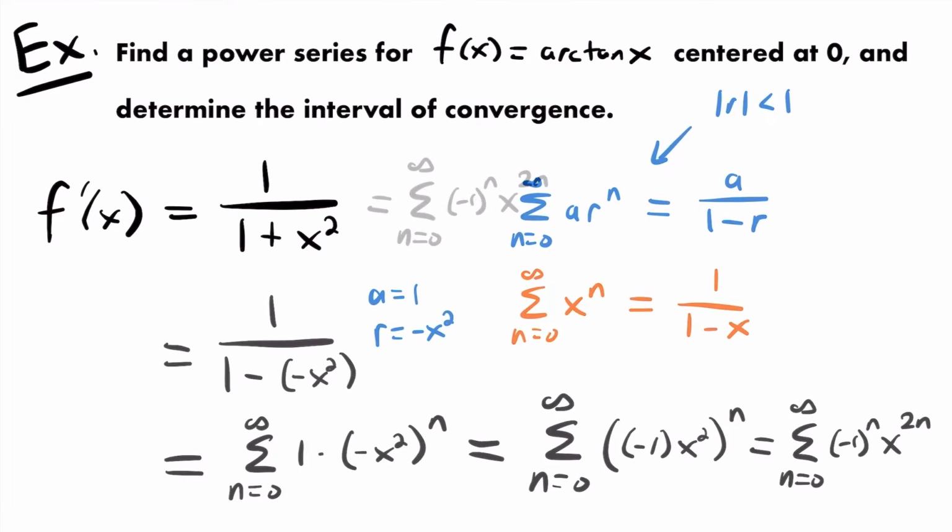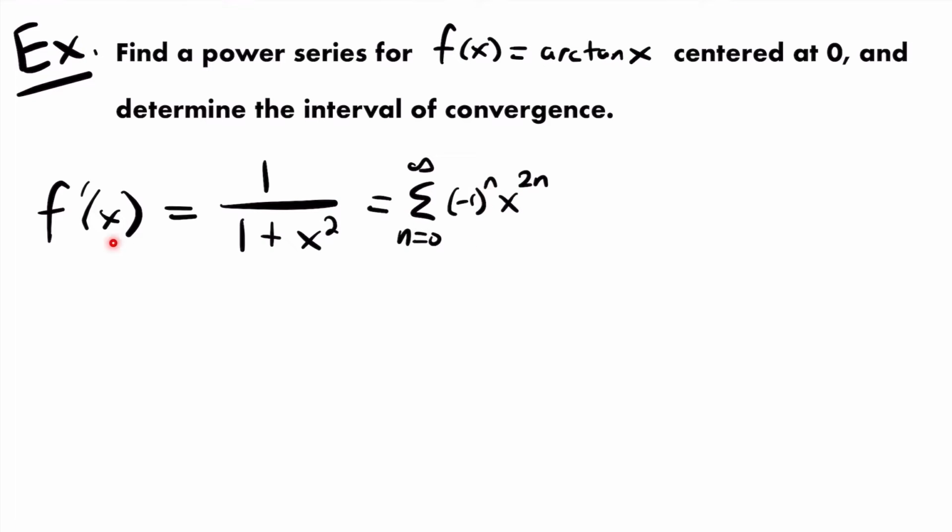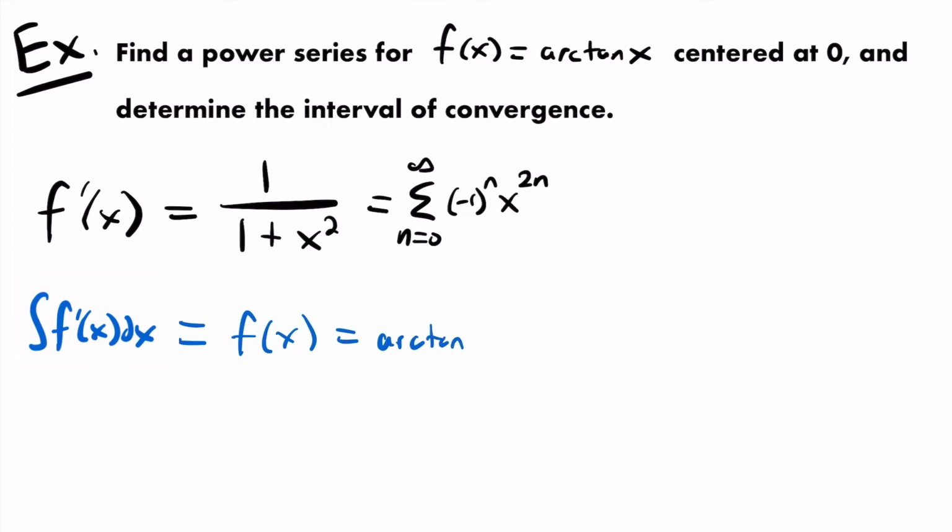Okay, so if I clean up my work, we now have a power series that represents the derivative of the function that we want to find a power series for. All right, and so what we can do to get the power series for that function is integrate this derivative, right? We can integrate the power series that represents the derivative of this function to get the power series that represents the actual function. Okay, so integrating f prime of x is just going to leave you with f of x, and so integrating 1 divided by 1 plus x squared would give us arctangent of x, and that will be equal to the integral of this power series. But how do we integrate a power series?